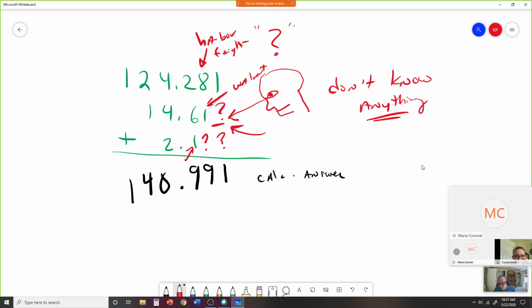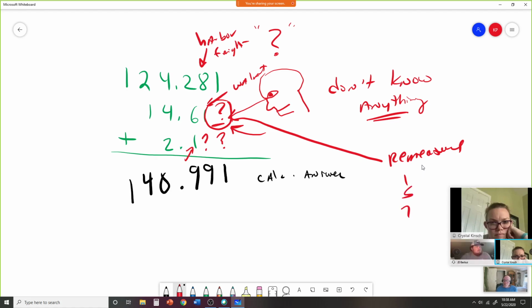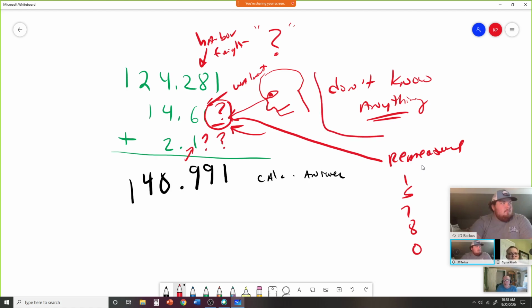The more money you spend on something, the more digits of precision you get. But look, if I go back and remeasure this number, it could be 1, it could be 5, it could be 7, it could be 8, it could be 0, it could be any one of these numbers. But since I don't have anything there, I don't know anything about it. If it's not there, you don't know.